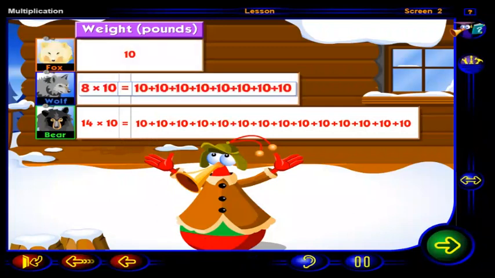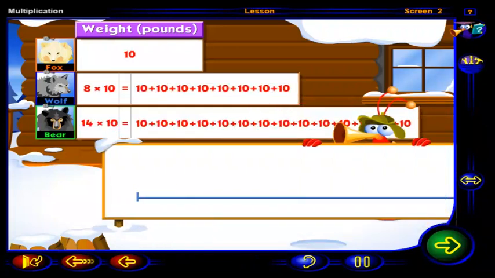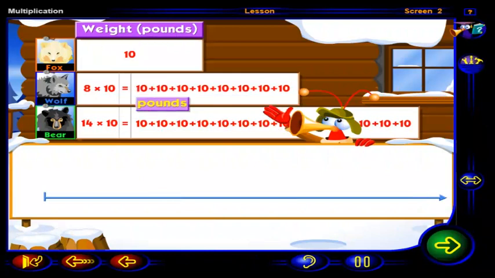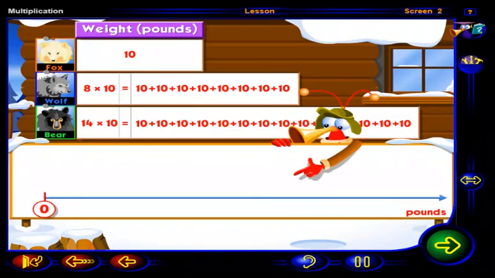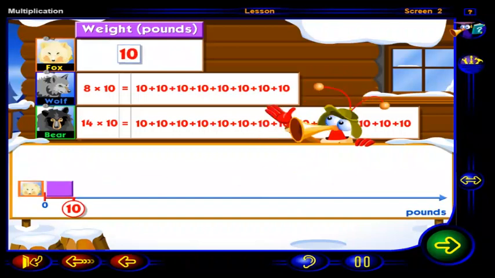Let's compare these weights on a number line. We can label the line in pounds and put a 0 here to stand for 0 pounds. If we label this mark 10, we can let the length of this bar show the weight of the fox, 10 pounds.